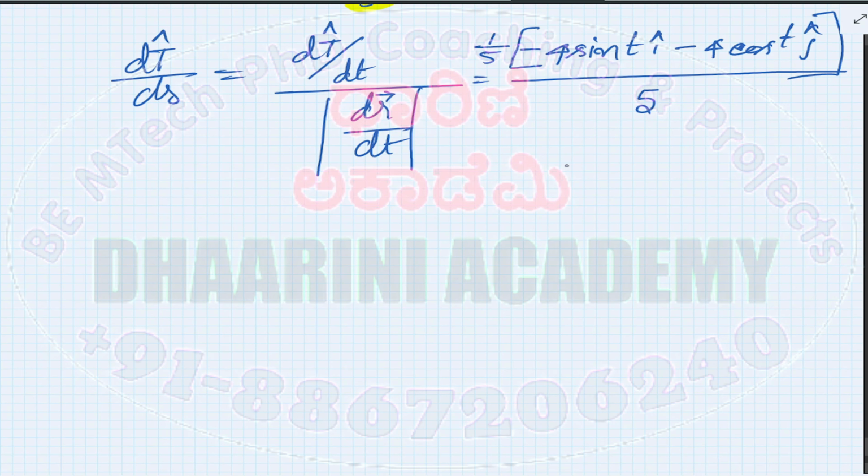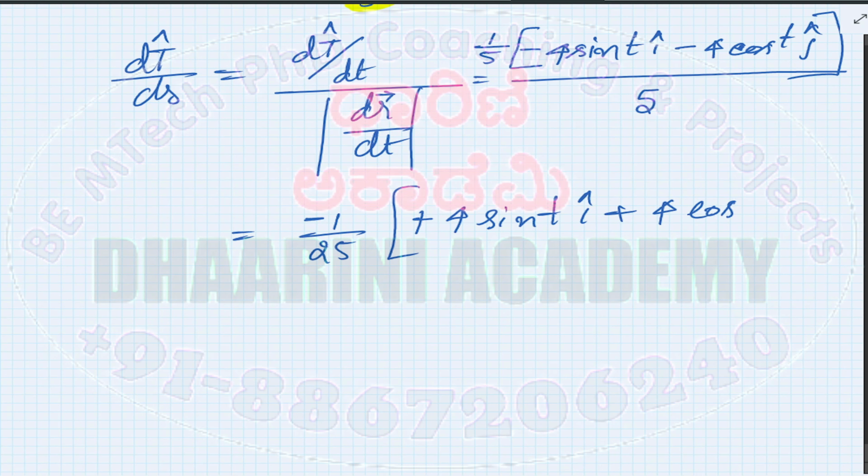Now let's try to simplify this. So dT by ds is 1 over 25 times minus 4 times sin t into i cap. I can make the minus outside. Let's make everything positive: plus 4 cos t into j cap.